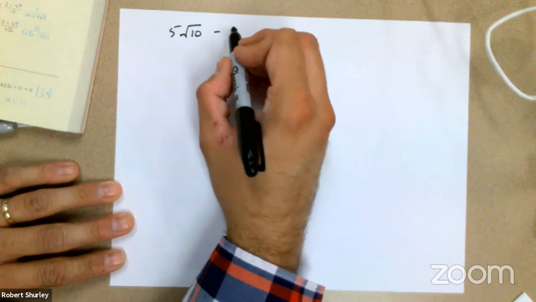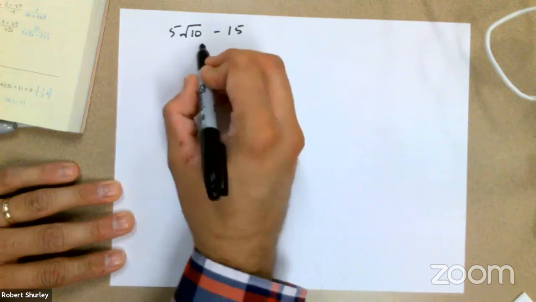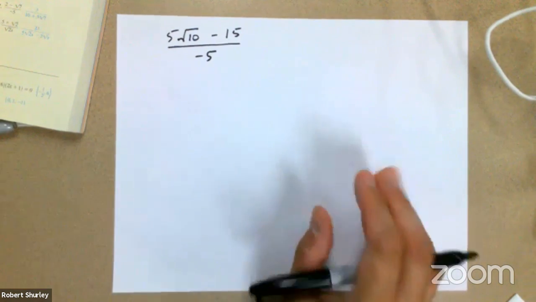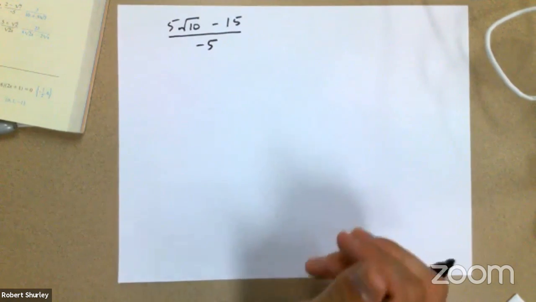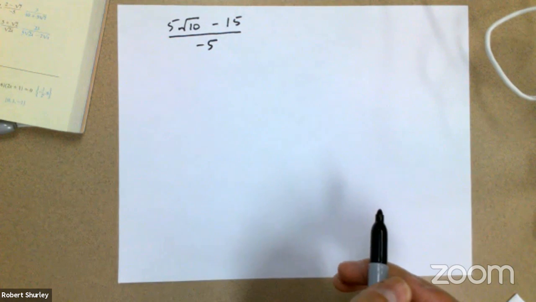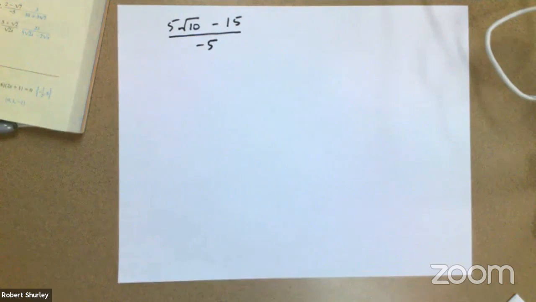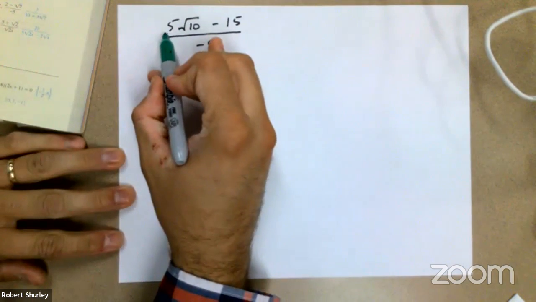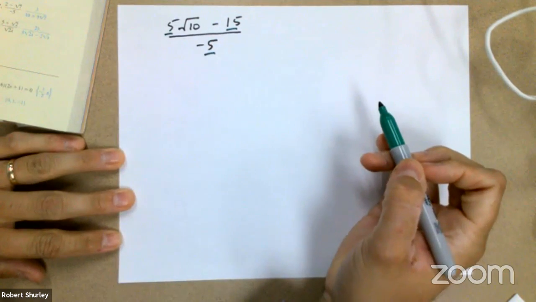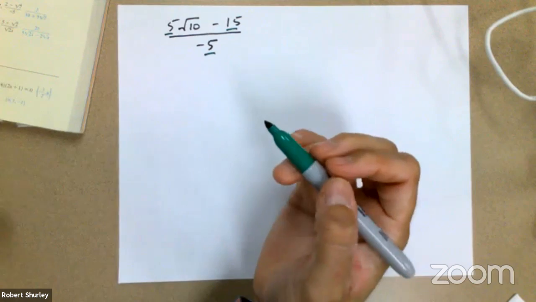minus, let's say 15 over negative 5 here. So 5 square root of 10 minus 15 over negative 5. There's a few ways to tackle this, but notice before we even start tackling it, it's going to be 5, 15, and 5. They're all divisible by 5.